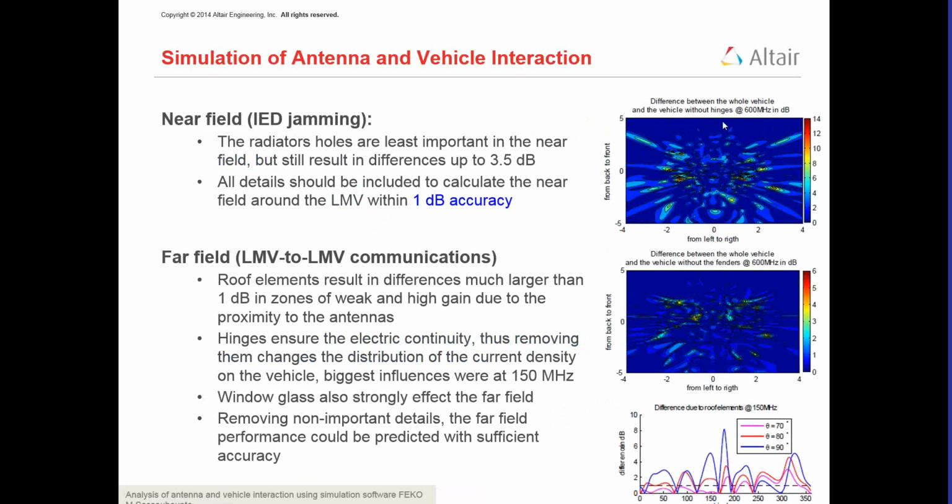You can see here at 600 megahertz on the right-hand side, there's a plot that shows various accuracies going from right to left and front back to front based on the near field calculations, based on the full simulation including all the details, as well as the one that is removing the hinges. Same thing with the fenders, full vehicle simulation with all the details, and the vehicle simulation where the fenders are removed here at 600 megahertz. The bottom one shows at 150 megahertz some of the roof elements at different angles.